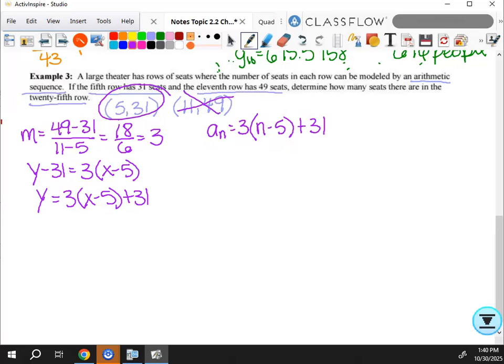Now I need the 25th. So I need a25 to be 3 times 25 minus 5 plus 31. It gives me 3 times 20 plus 31. So a25 equals 91. And that's 91 what? Seats.